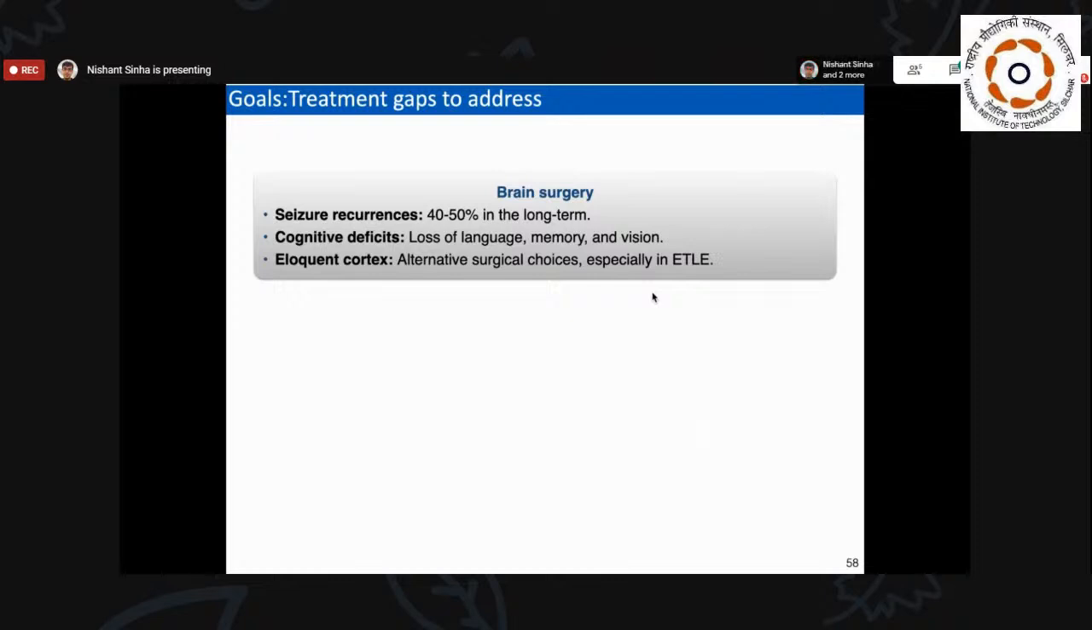Firstly, in the context of cognitive deficit, can we predict or design a surgery in a way that we can reduce the cognitive deficits that might arise as a result of surgery, such as loss of language, memory, or vision? And also, it is very important to give alternative choices to our clinical team, especially in cases of extratemporal lobe epilepsy surgeries.